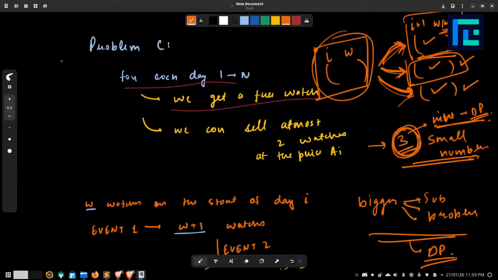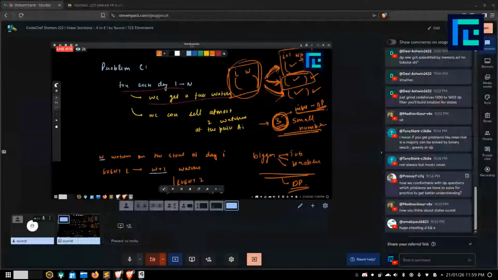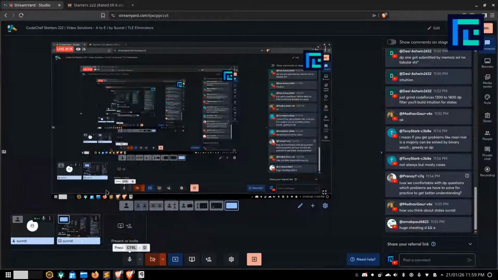It might be n square in a problem where n is 1e5. So then you will have to think about some other way that you can either reduce these states, or you can make an observation and apply some kind of binary search or some kind of greedy, where you can pick one of the choices and leave out the rest of the choices.